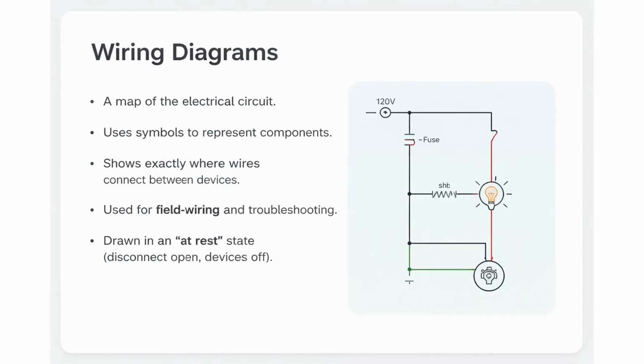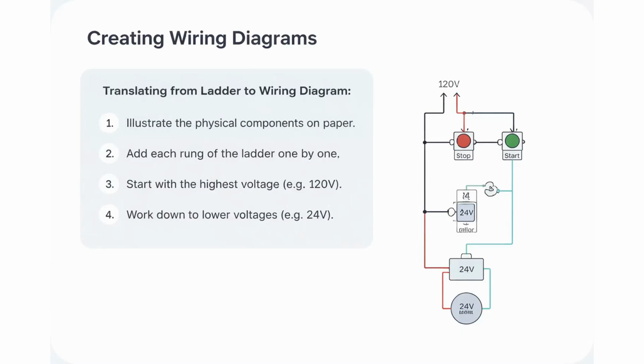Now, what if you need to actually wire the system in the field? That is where wiring or connection diagrams come in. Think of a wiring diagram as a literal map. It uses symbols like a ladder diagram, but it shows exactly where the wires physically connect between devices. Importantly, these are almost always drawn in an at-rest state, meaning the main power is off and no devices are operating.